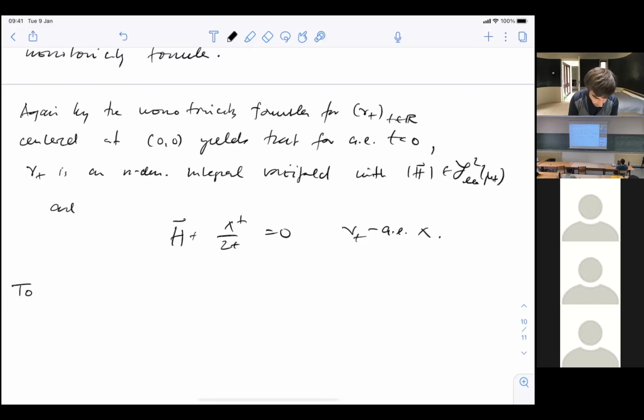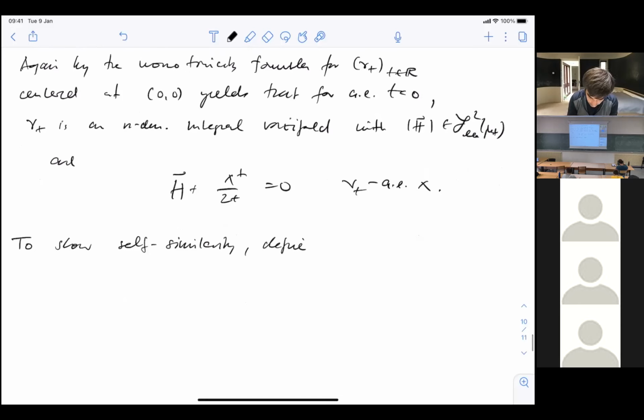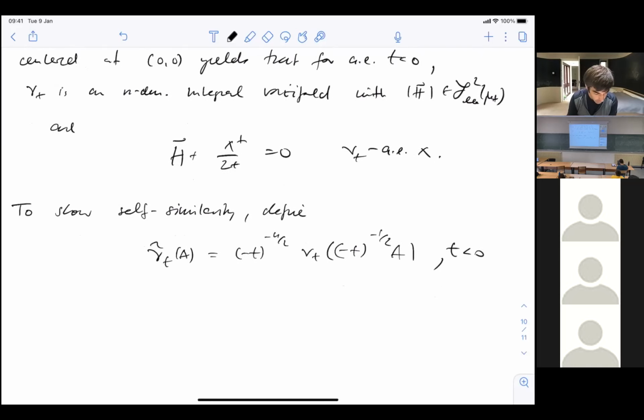Okay, so to show self-similarity, now we do it the other way around. If we want to take out the scaling, we define nu twiddle of a as minus t to the minus n over 2, nu t minus t to the 1/2 a, for t negative. This is exactly just taking out the standard normal parabolic scaling. So what we want to show is that this is constant in time.